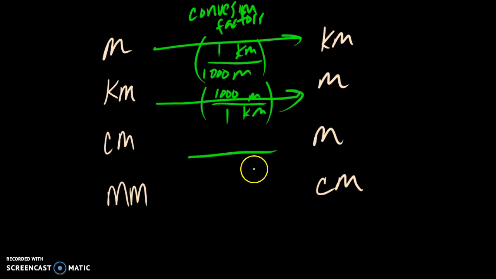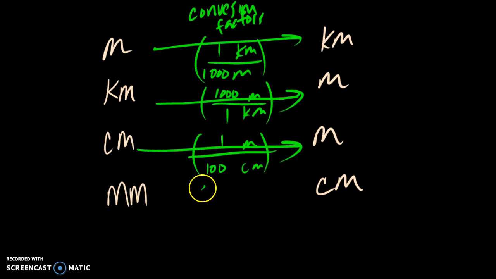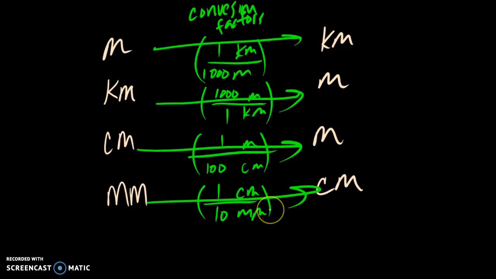Centimeters to meters: we want to cancel out centimeters and end up with meters, and it turns out that 100 centimeters is 1 meter, so that's the conversion factor. That's going to go from centimeters to meters. And for millimeters to centimeters, we want to cancel out millimeters, end up with centimeters, and 1 centimeter is 10 millimeters. And that's the conversion factor that would get you there. You need to know the relationships between meters and the smaller and larger units, to allow you to be fluent in this kind of unit conversion.